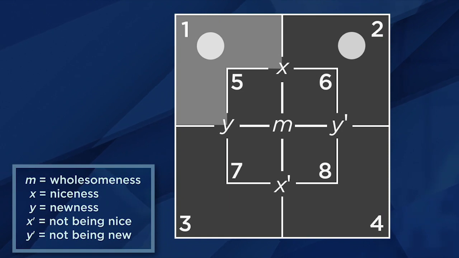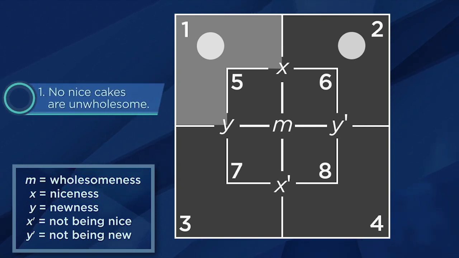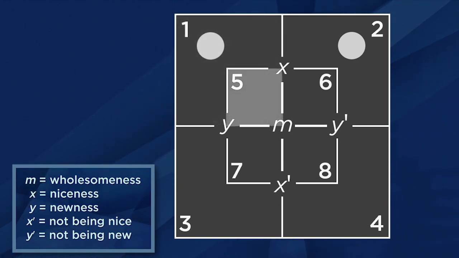But let's look a bit more closely at those gray counters. Region 1 corresponds to cakes that are nice, new, and unwholesome. The first statement assured us that no cake was both nice and unwholesome. Can we also now conclude from the gray counter that no cakes are both nice and new? We cannot, because region 5 could contain cakes that are nice and new, and our statements do not tell us anything about that region.